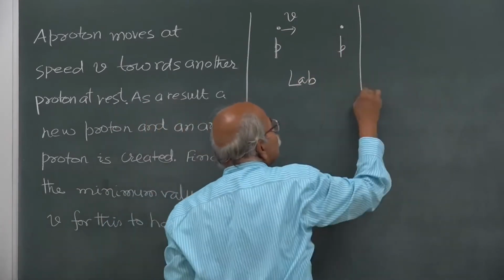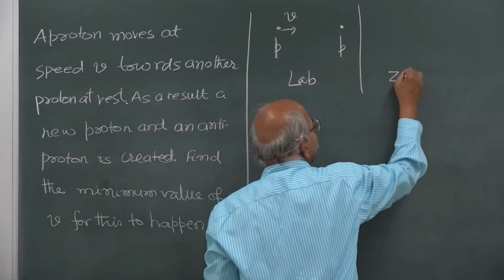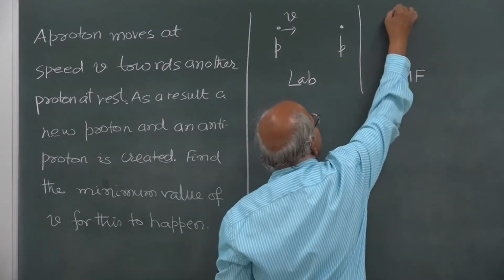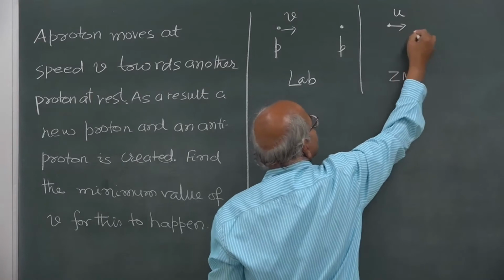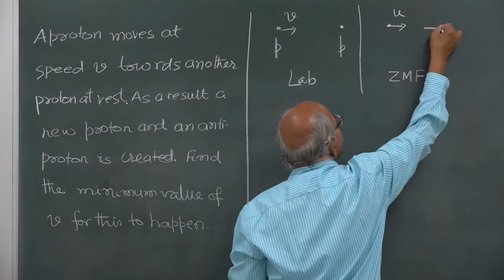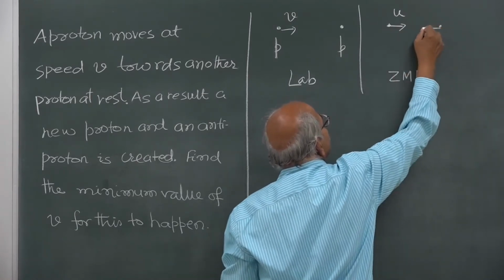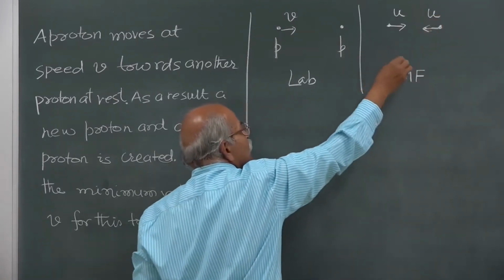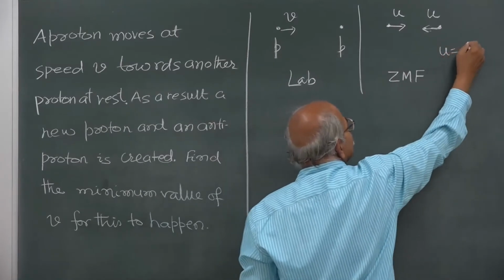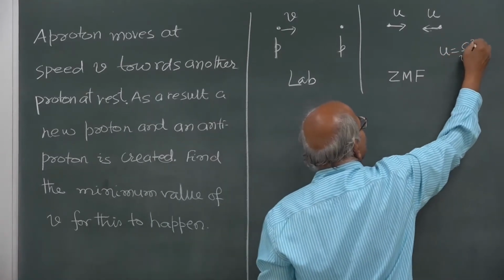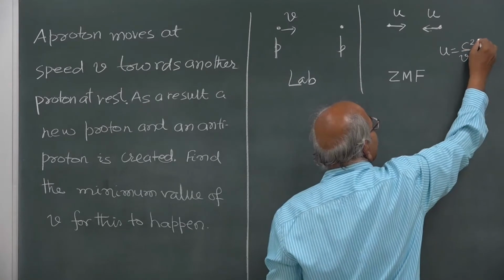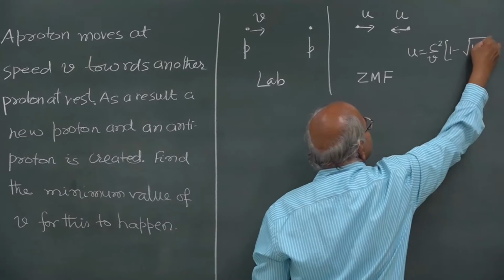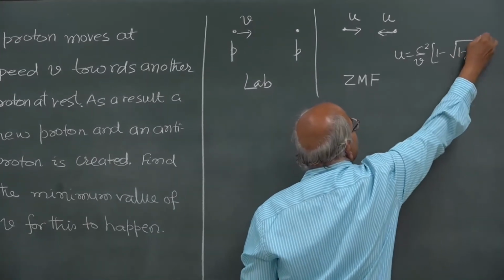So, if we can go to the zero momentum frame, in this frame this particle will move with some velocity u, and this particle will move with the same velocity u. They are both protons, and you know what this u is? This u is, we had just done, c square by v times 1 minus the square root of 1 minus v square by c square.